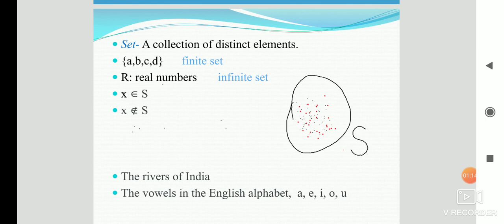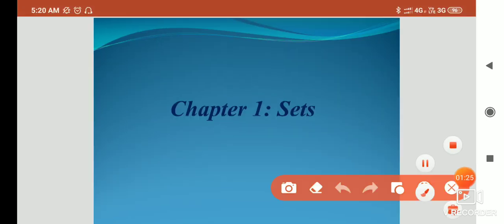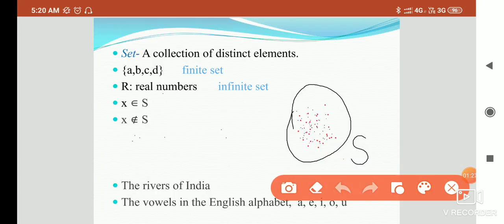Next, here you can see the symbol epsilon. X belongs to S. Let me show you. Here you can see X, and there is the symbol epsilon between X and S. So how is it read? X belongs to S. The symbol epsilon is used to denote that the element belongs to that set. So epsilon stands for belongs to.